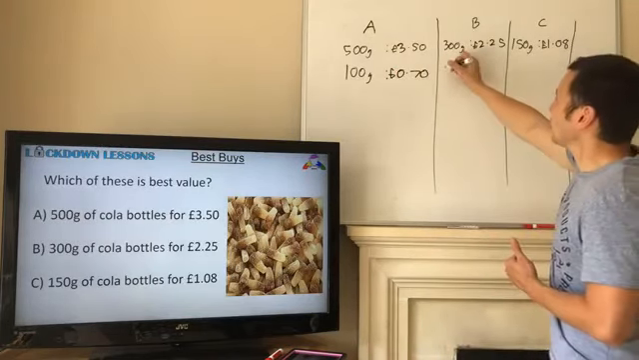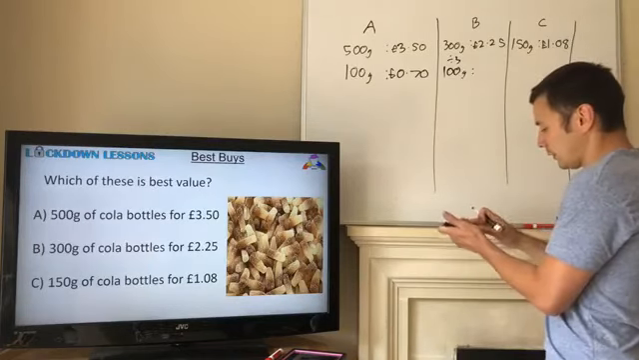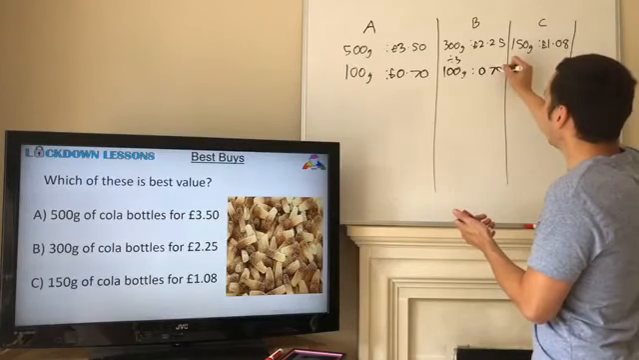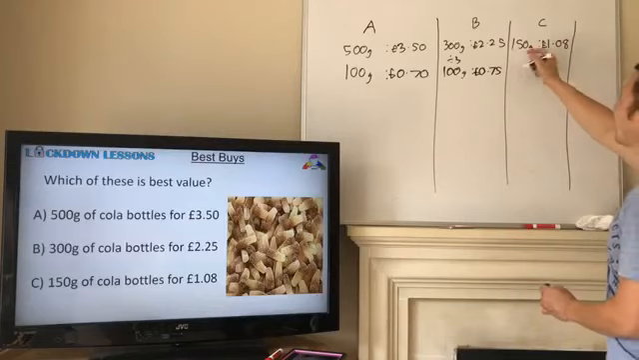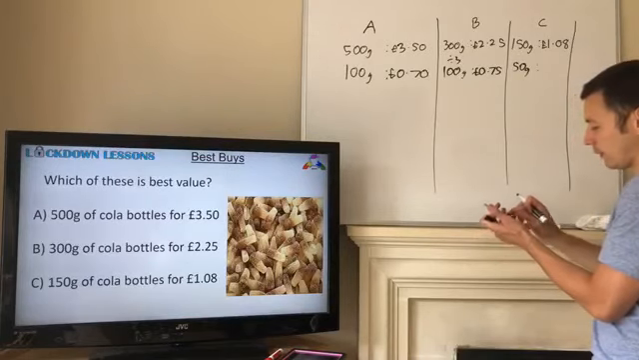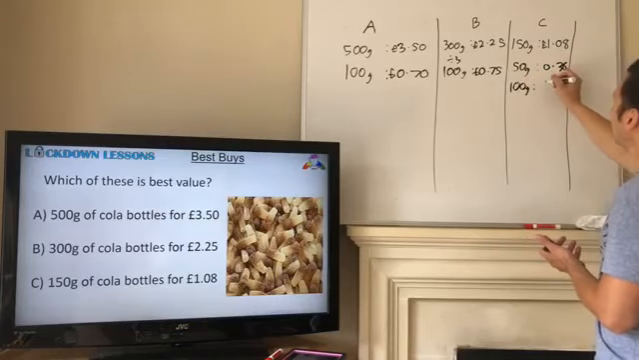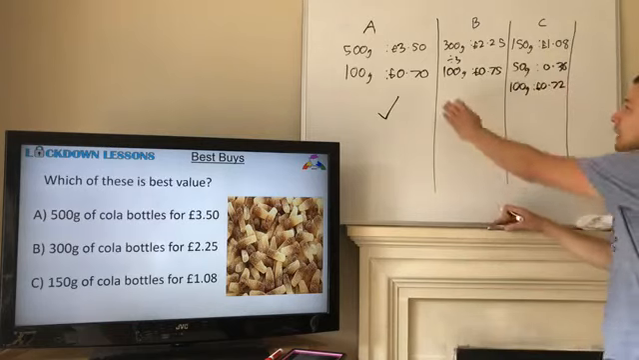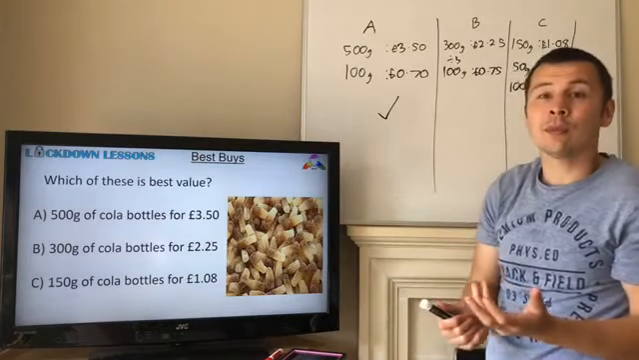Okay, this one, to get to 100 grams, I'm going to divide by 3. This divided by 3 will give me, let me use a calculator for that, 75p. Okay, so B is definitely more expensive than A. Then if I'm moving to C, to get this one to 100 grams, I'm going to find 50 grams first by dividing by 3. So 108 divided by 3 gives me 36 pence. So 100 grams would be 72 pence. So from this I can see that A is the cheapest because it's £0.70 compared with £0.75 and £0.72. Okay, so they all compare together there.